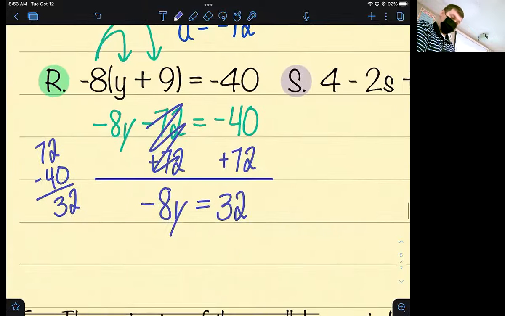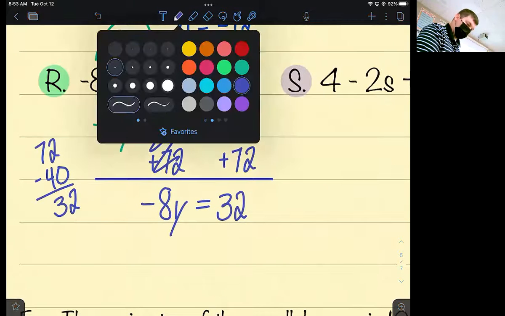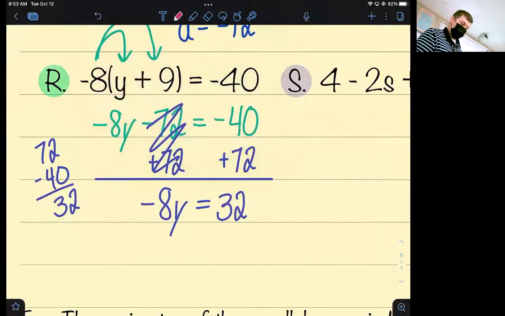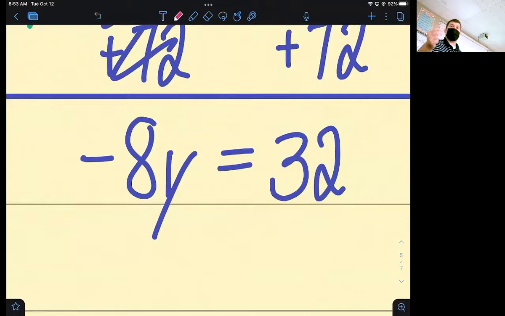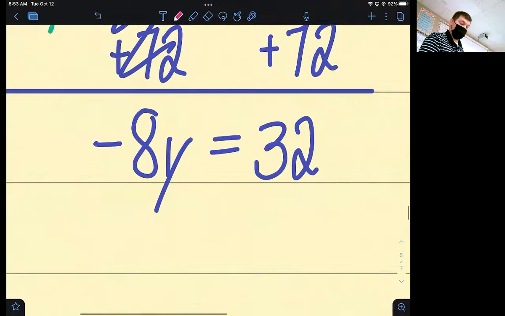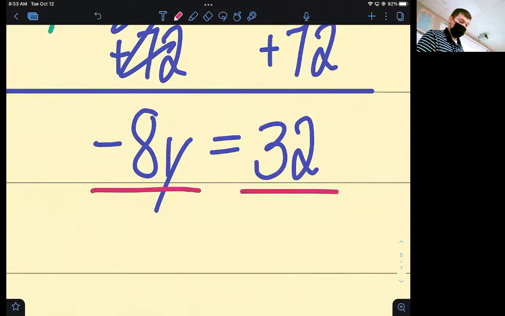Ashlyn, what's my final step? You want to add 8. Nope. Don't add 8. I've already done my adding. This negative 8y doesn't mean it's being subtracted. It means it's being multiplied. So the opposite of multiplying, as she just mentioned, is dividing. Ashlyn, what am I going to divide by?